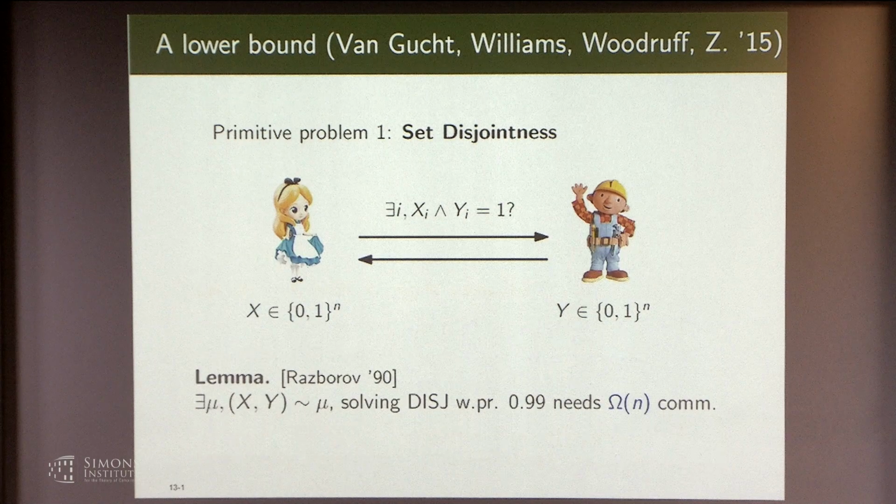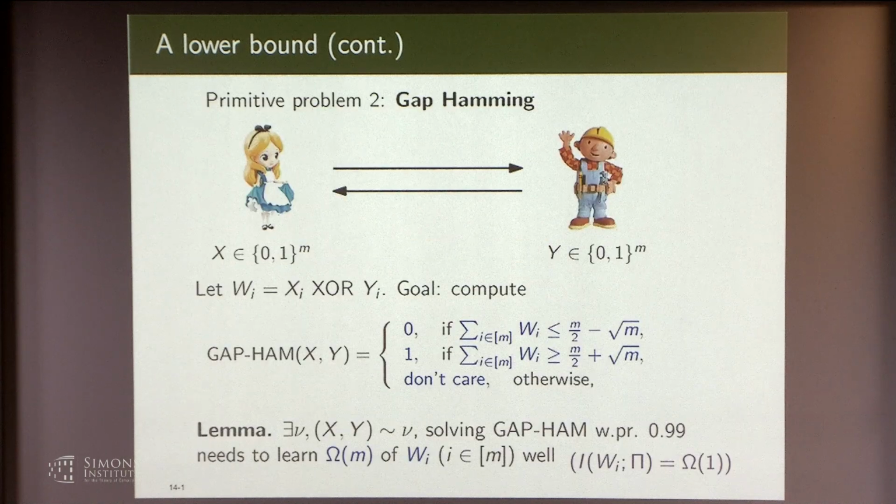And the second component is also a widely used primitive problem called gap Hamming. Again, we have two parties, each of them has an n-bit vector. Let w_i be the XOR of x_i and y_i. Our goal is to determine whether the sum of those w_i is less than n over 2 minus square root n, or bigger than n over 2 plus square root n, and in the middle we don't care.